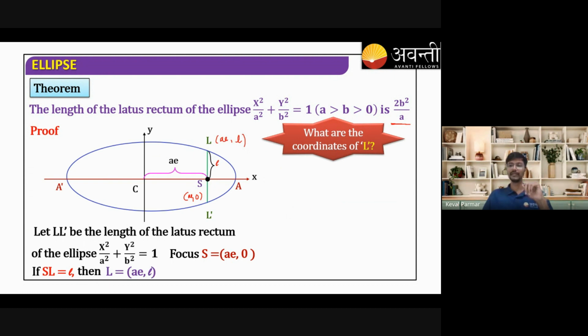Now, we need to find the value of L. As you can see, this point L lies on the ellipse. That means it should satisfy the equation of the ellipse. So we'll substitute this point in the equation of the ellipse and get the value of L.